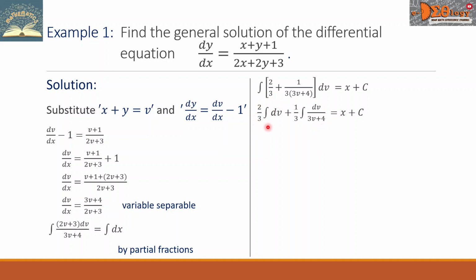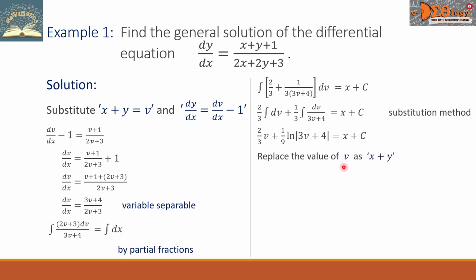We can easily evaluate this 2/3 times the integral of dv. But for the second integral, we will apply the substitution method. So this 2/3 times integral of dv will be 2/3 of v, plus the integral of this second will be 1 over 9 times the natural log of the absolute value of 3v plus 4. From here, we will replace now the value of v as x plus y. So it becomes like this.